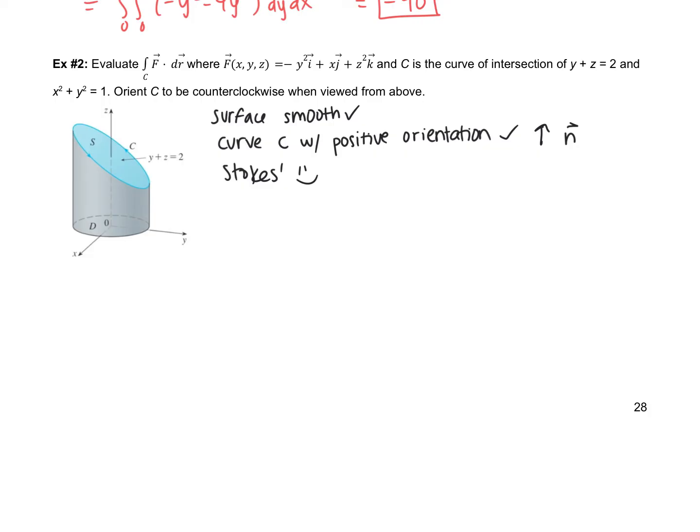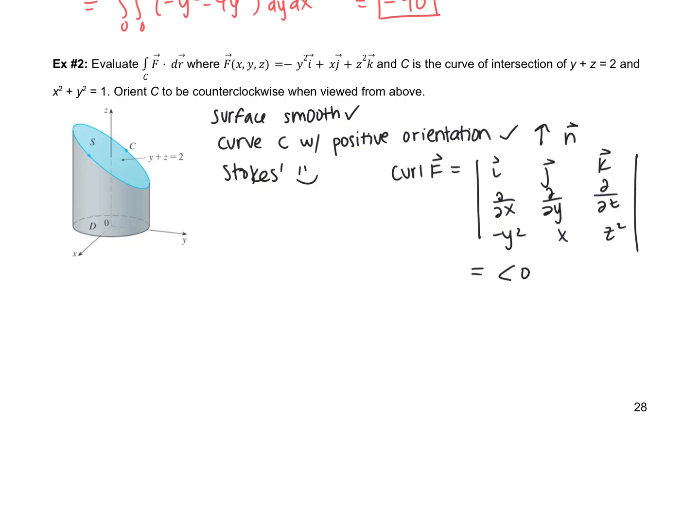Okay, so we're going to start like we did before by finding curl of f. So I have my i, j, k, partial with respect to x, partial with respect to y, partial with respect to z. And then our components are negative y squared, x, and z squared. So curl ends up being 0, 0, 1 add 2y.